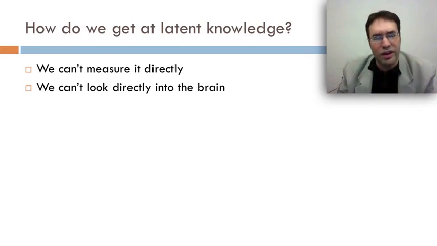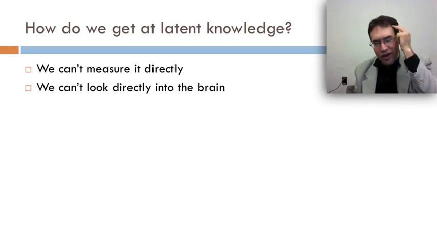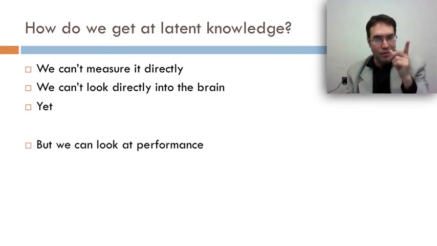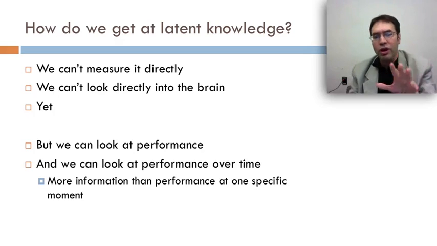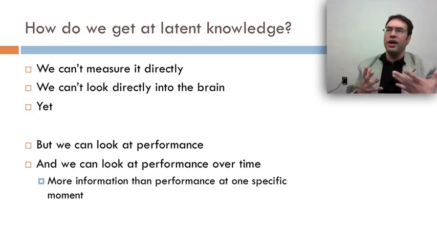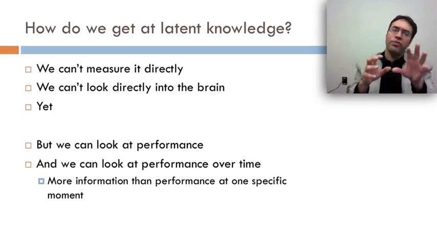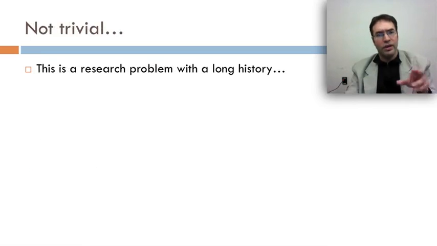So how do we get at latent knowledge? You know, we can't measure it directly. It's latent. We can't look directly into the brain. Yet. But we can look at performance. And we can look at performance over time, which is more information than performance at one specific moment. At any one given moment, you might guess or slip, or appear to. But over time, you can kind of get a pattern and see, is the person's behavior generally consistent with them knowing it?